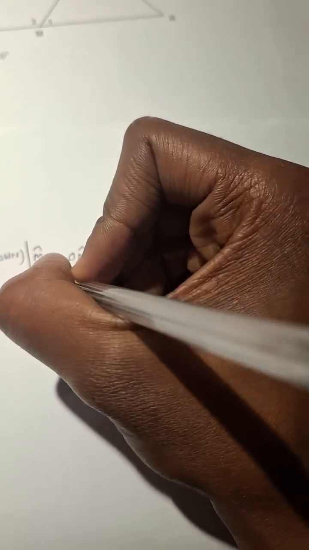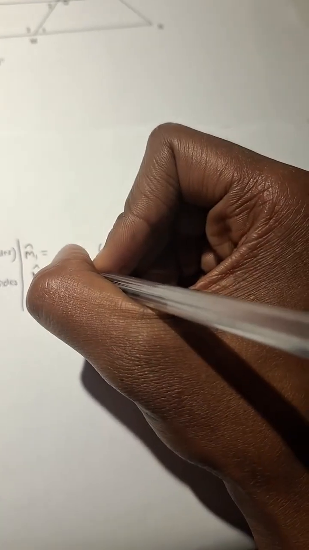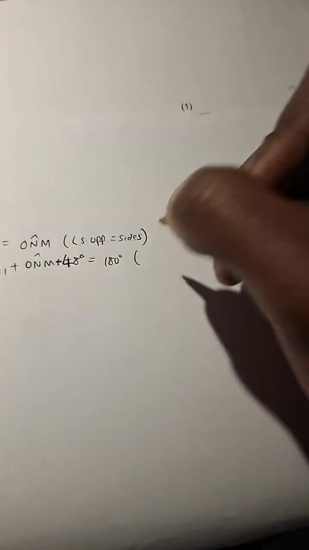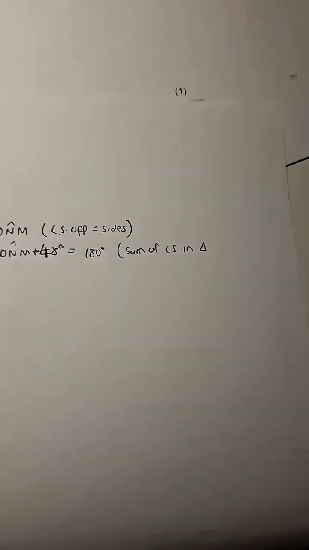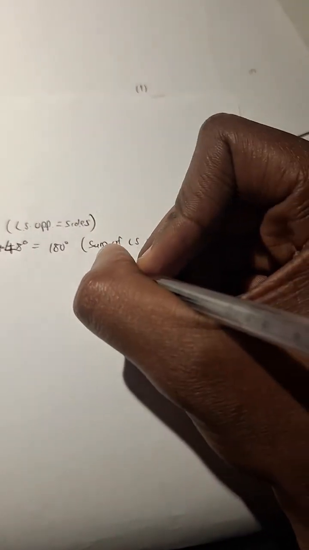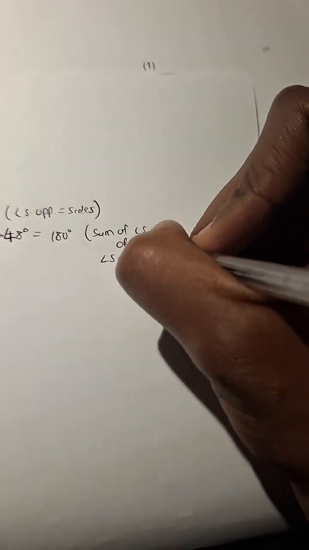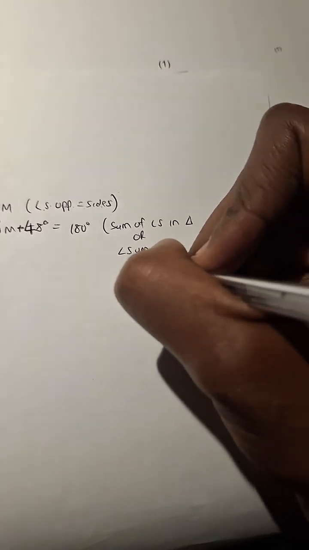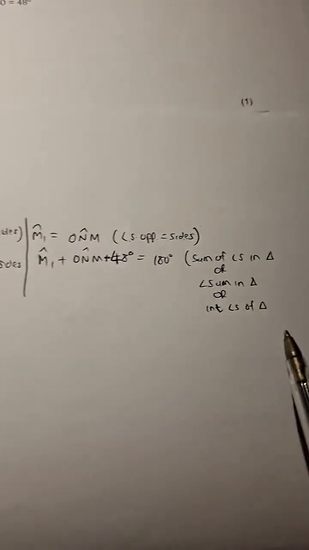I can say angle M1 plus angle ONM, plus 48 degrees is equal to 180 degrees. What's the reason? Sum of angles in triangle. I could write that reason, or I could say angle sum in triangle, or I could say interior angles of triangle. One of three acceptable reasons.